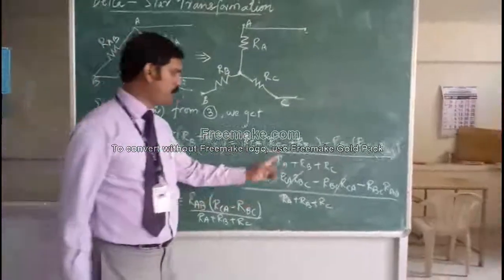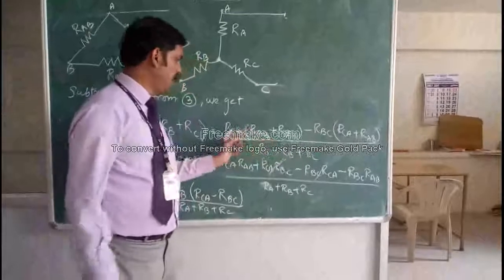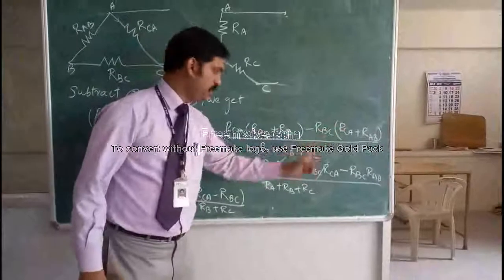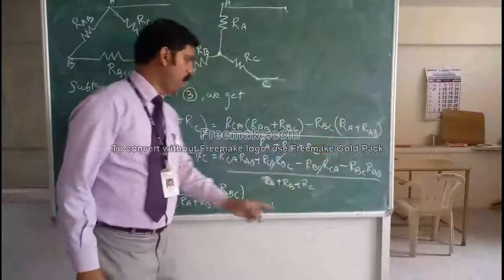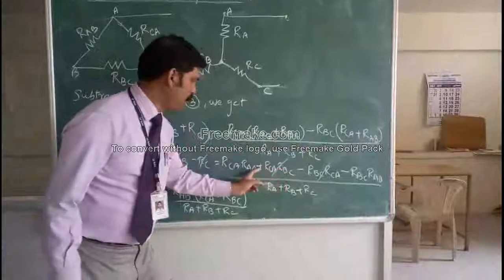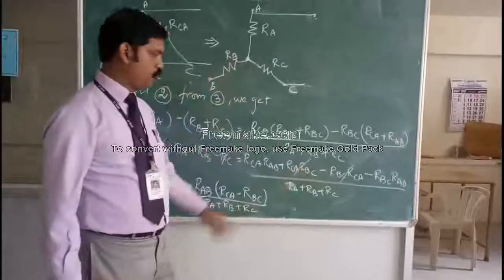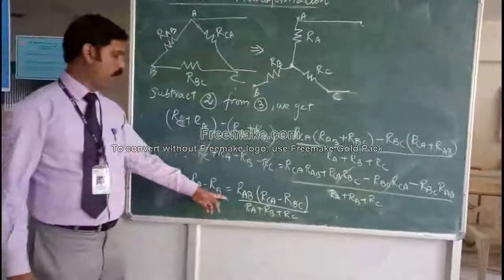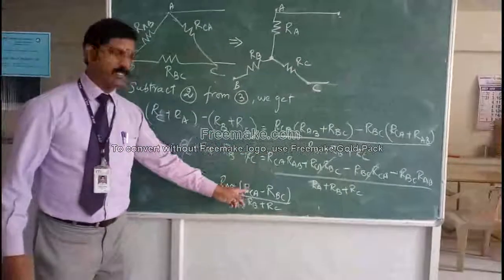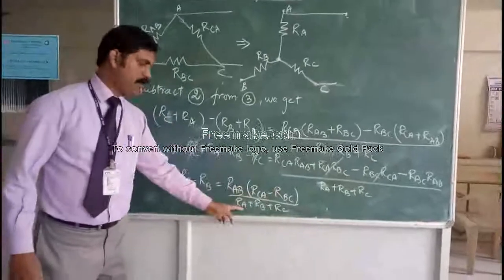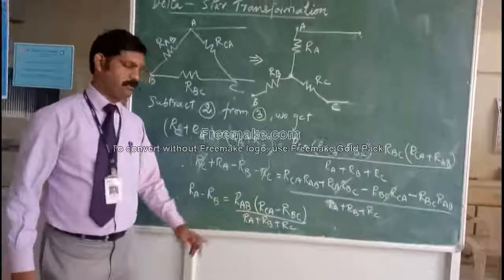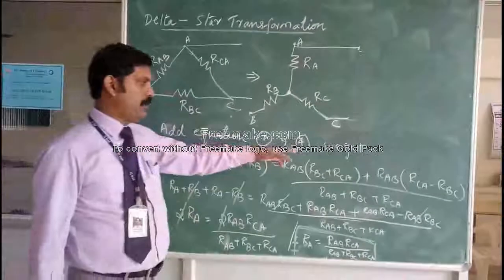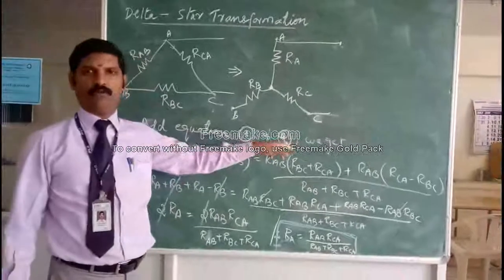The same way, once you multiply all these things, RCA into RAB, RCA into RBC, and here RBC into RCA and RBC into RAB. Now you can see these two are plus and minus, so you can cancel those two, and for the remaining things, RA minus RB will be equal to RAB into RCA minus RBC divided by RA plus RB plus RC. So now we got the last equation, you can call it equation number 4.